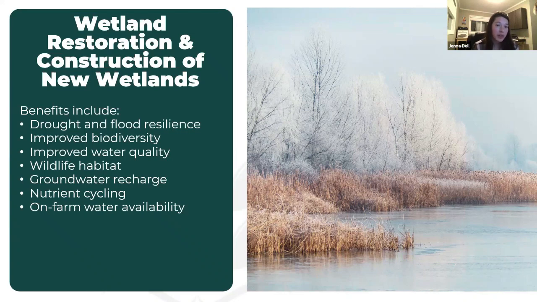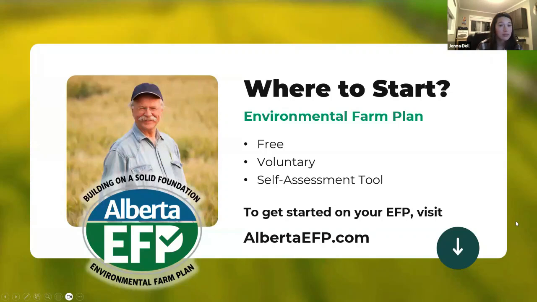And the benefits for this one are drought and flood resilience, improved biodiversity, improved water quality, wildlife habitat, groundwater recharge, nutrient cycling, and improving on-farm water availability. So yeah, that's kind of all the BMPs.